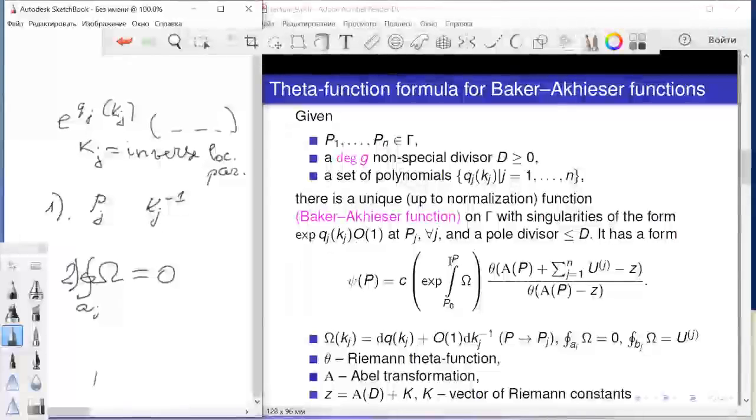For this reason, this exponent is defined only up to certain factors, but these factors are compensated by quasi-periodic behavior of the theta function, and as a result we have a well-defined expression here. Psi of p is well defined. Okay.